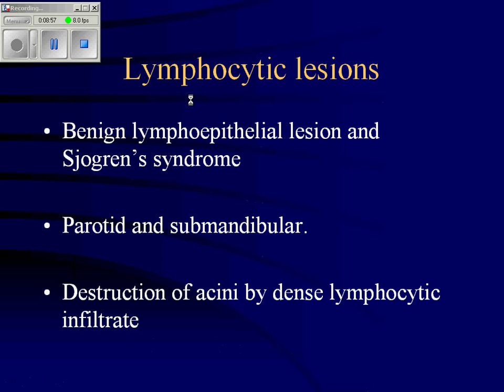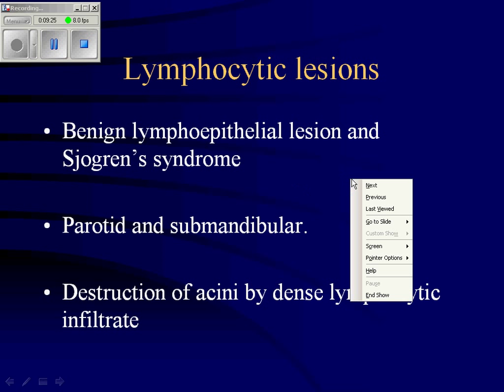So what kind of lymphocytic lesions? You've got benign lymphoepithelial lesions, which are where the lymphocytes are actually starting to attack the ducts, and you can actually see that the ducts are getting damaged. Sjogren syndrome, again, is like that, but with plasma cells, and usually there's an autoimmune component to it, so they'll have other autoimmune diseases often. They tend to hit the parotid and submandibular glands, and you see this destruction of the acini or ducts, small ducts, the intercalated ducts, by a dense lymphocytic infiltrate.